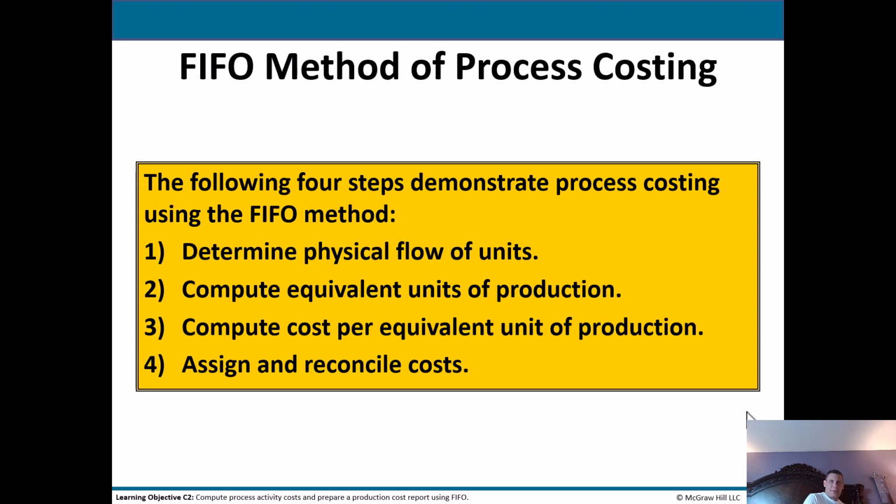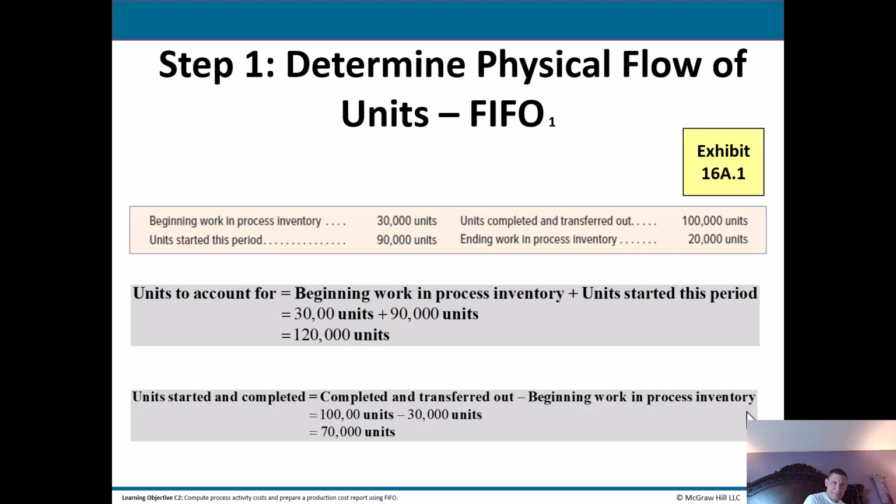So the following 4 steps demonstrate process costing using the FIFO method. So again, FIFO, first in, first out. Number 1, determine the physical flow of units. Number 2, compute equivalent units of production. Number 3, compute the cost per equivalent unit of production. And number 4, assign and reconcile the costs.